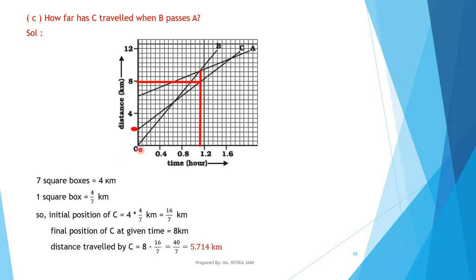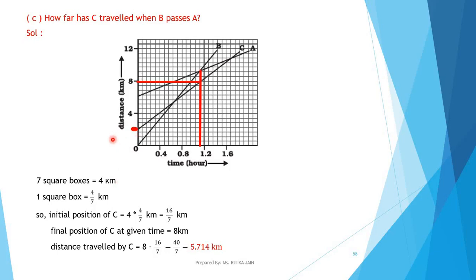So, from 0 to 4, calculate, you will find there are 7 square boxes. So, 7 square boxes equals 4 kilometer. So, what will be the value of 1 square box? It will be 4 by 7 kilometer. Yes. Now, the starting point of object C is at this point.